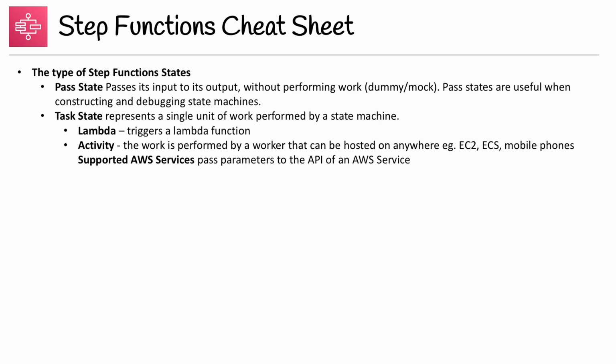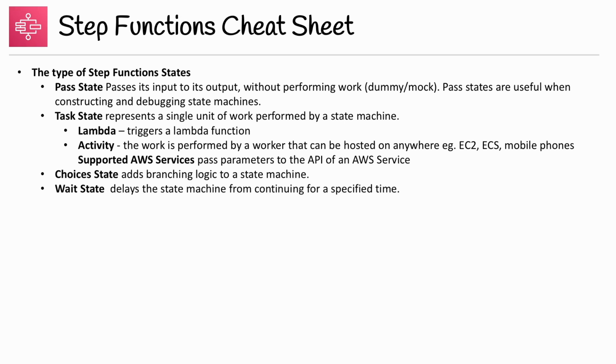Then we have Activity. The work is performed by a worker that can be hosted anywhere, such as EC2, ECS, or mobile phones. And then we have supported AWS services, where we pass parameters to an API of an AWS service and they take care of the task. Then you have Choice states, which add branching logic to a state machine. The Wait state delays the state machine from continuing for a specified time.